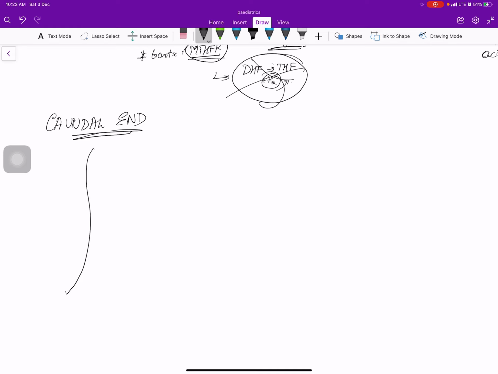Now for basics, let's see. This is the vertebral column. This is the skin, right? And we have the spinal cord.